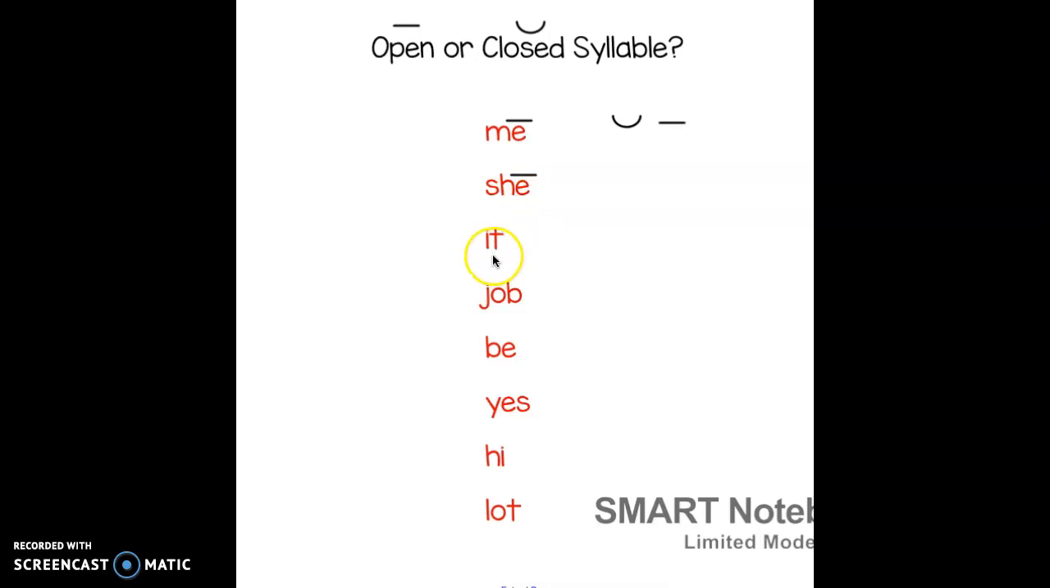The next one. Uh-oh, let's see what's going on here. Oh, it ends in a consonant. Oh, if it ends in a consonant, this makes this vowel short. So we're going to move this symbol and make it the short vowel. Let's tap it out. What short I make? I, igloo, i. So, it. Good.